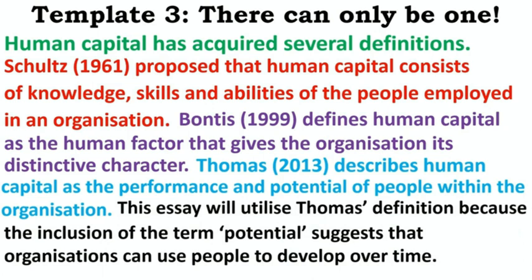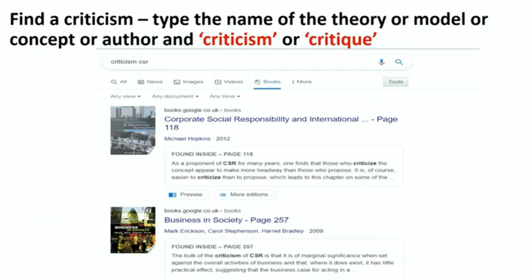This sentence makes it critical. This sentence in black. This student selected Thomas's definition out of all these other definitions and explained why they selected it. They've looked at all of the evidence and selected which evidence is the most credible. We can also use Google Books to find criticisms.